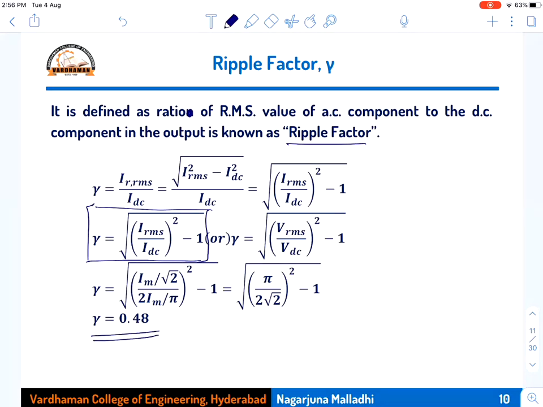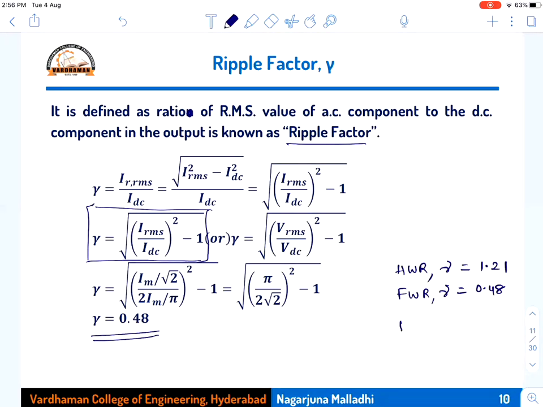So what happened to the ripple factor here? Ripple factor should be as small as possible. Ideally, ripple factor should be 0. For the half wave rectifier, we got the ripple factor gamma equal to 1.21. Now for the full wave rectifier, we got gamma equal to 0.48. Which one is advantageous? Earlier we said the disadvantage of the half wave rectifier is that the ripple factor is 1.21, which is very high. Now it has come down to 0.48, which is low. So the full wave rectifier has a low ripple factor compared with the half wave rectifier. Therefore, the full wave rectifier is better than the half wave rectifier.